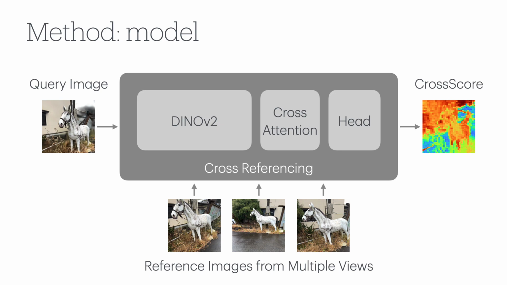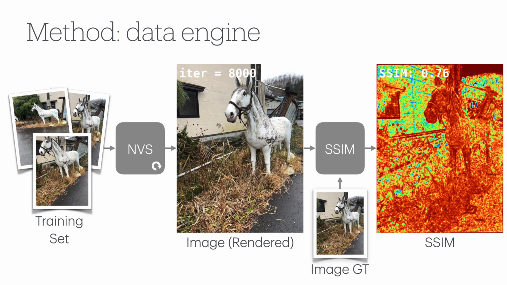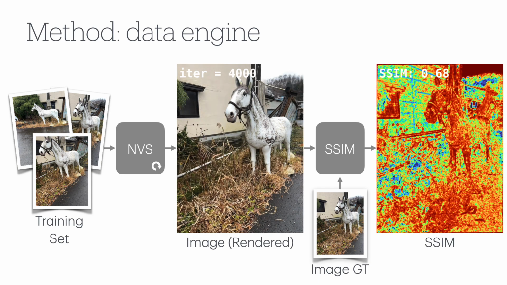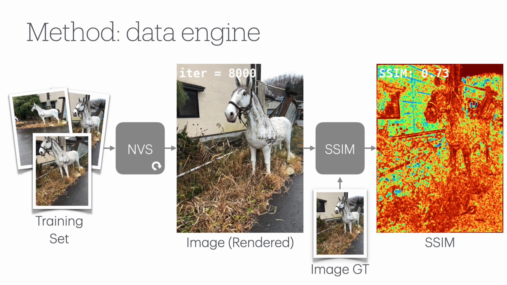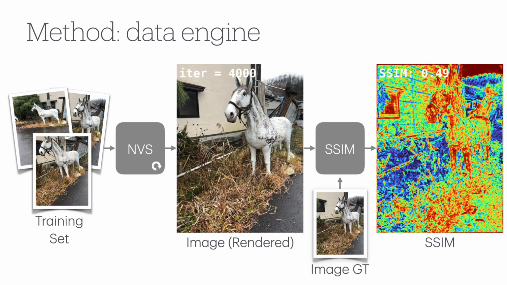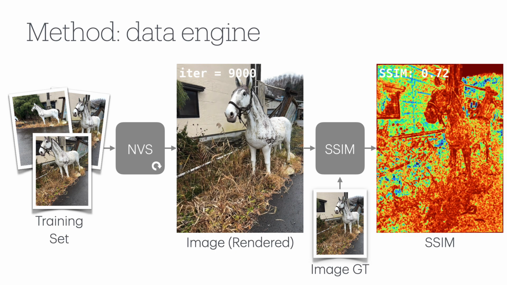Now we have our neural network architecture in place. The remaining question becomes, how do we actually supervise this neural network? We propose a self-supervised method via a data engine. We consider to take advantage of existing novel view synthesis systems as our data engine. Specifically, given a set of training images, we can train a novel view synthesis system, for example, NERF or Gaussian splatting.